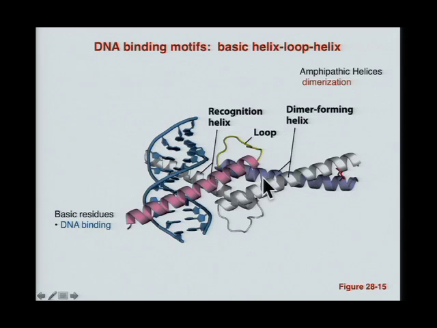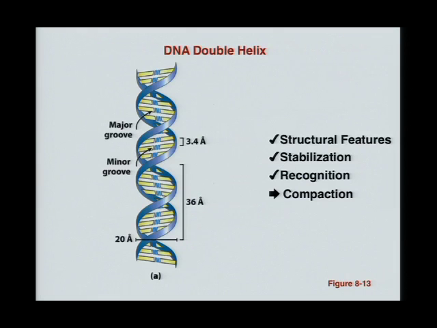Okay, and so these are all the different types of general protein structures and motifs that can interact with DNA. But once you've seen one, it's easy. The plan here is to put an alpha helix in the major groove where you can have hydrogen bonds. Okay. Any questions on that so far?